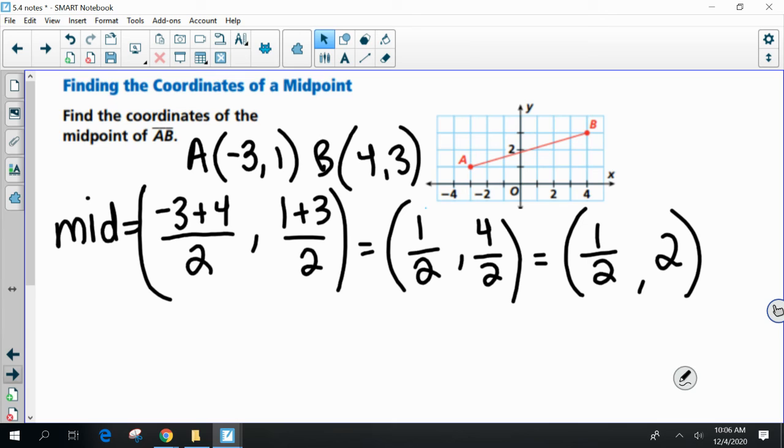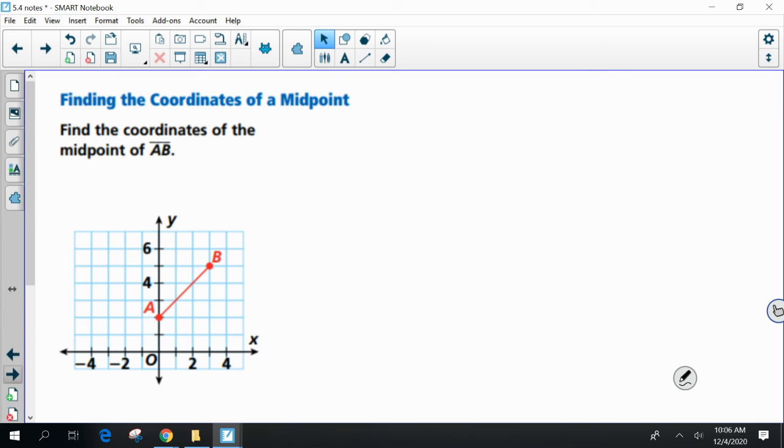So it's not a difficult formula. You're just adding up your x's and dividing by 2, adding up your y's and dividing by 2. You're basically finding the average of the two coordinates is what you're doing. So I'd like you guys to try that on this problem. So find the midpoint between A and B.